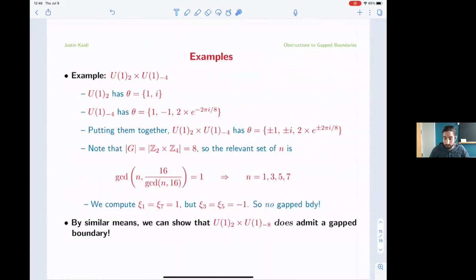And we can now compute them. I just literally sum these things up. So you can just do it by hand, and you'll find that Xc1 and Xc7 are 1, but Xc3 and Xc5 are -1. And since they're not all trivial, there's no gapped boundary.